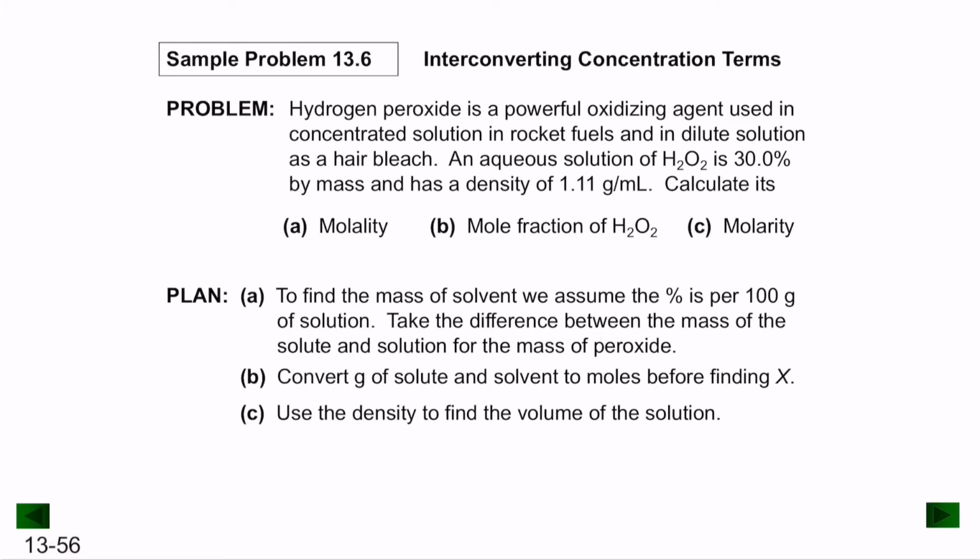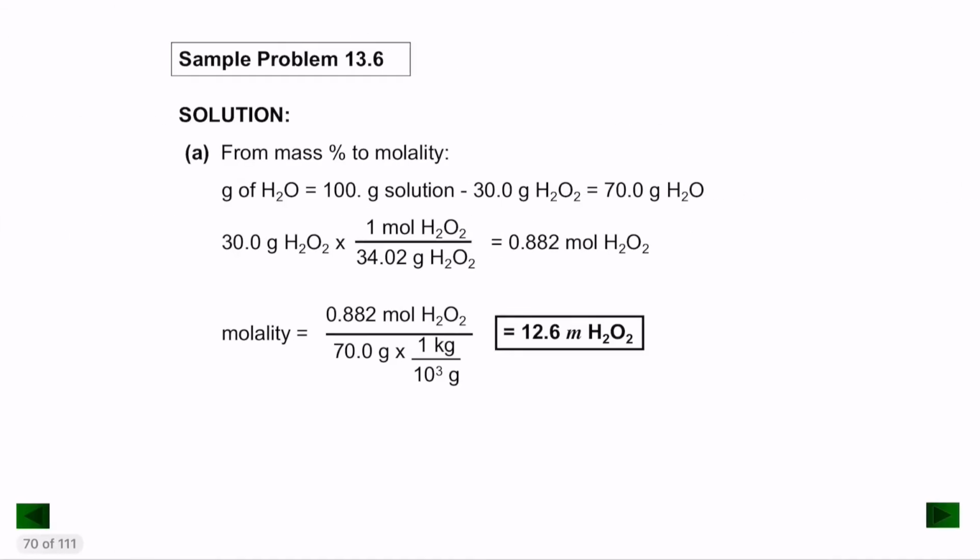So let's use a problem to discuss this principle. Hydrogen peroxide is a powerful oxidizing agent used in concentrated solution in rocket fuels and in dilute solution as a hair bleach. An aqueous solution of H2O2 is 30% by mass and has a density of 1.11 gram per ml. Notice that this is an aqueous solution, which means that the solvent here is water. They have given us the mass percent and they are asking us first to calculate the molality. So how would you calculate the molality?